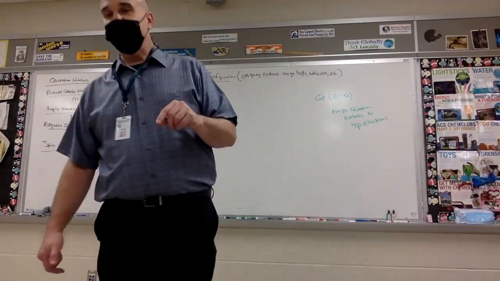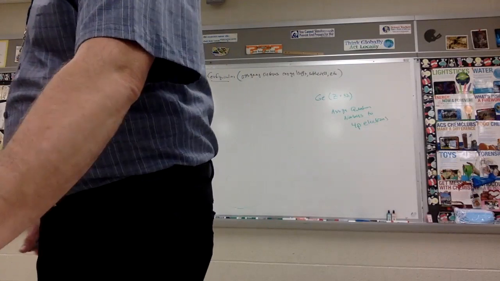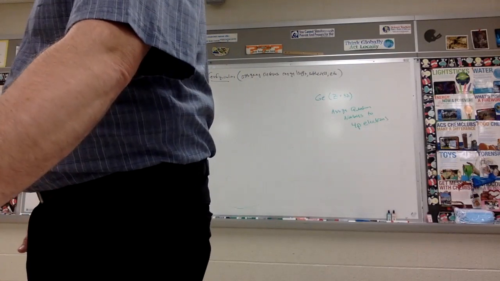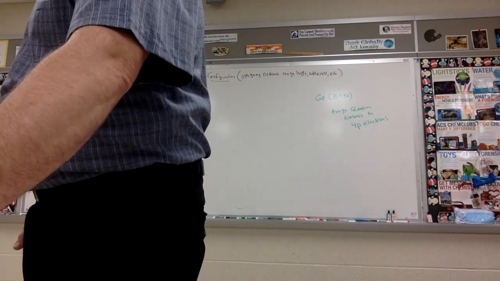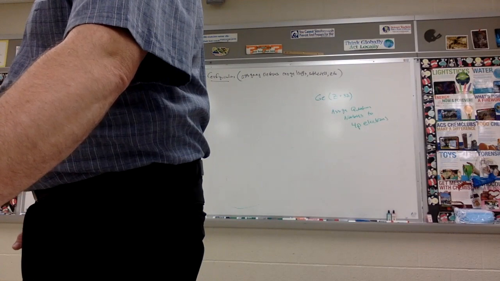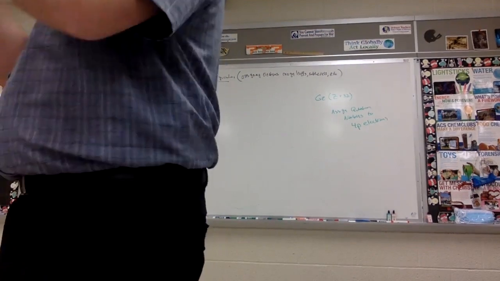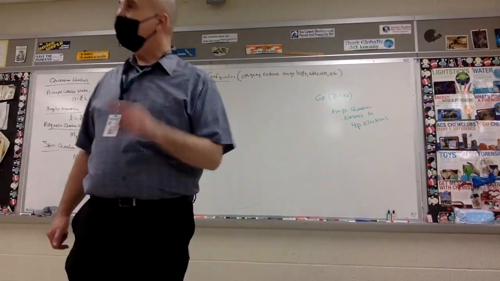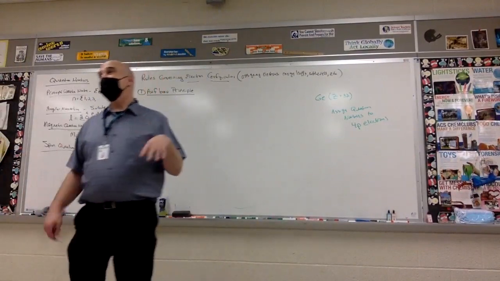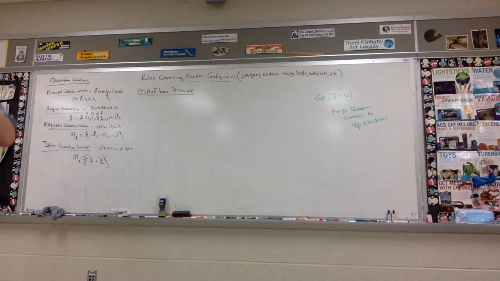You will notice there's some overlap, right? When you get up to 3p, the next thing to fill in is 4s, and then 3d. There is some overlap as you go up. I'm going to show you an easy way to remember that order, so you don't have to memorize it. For right now, you can just use the chart that shows you the energy.